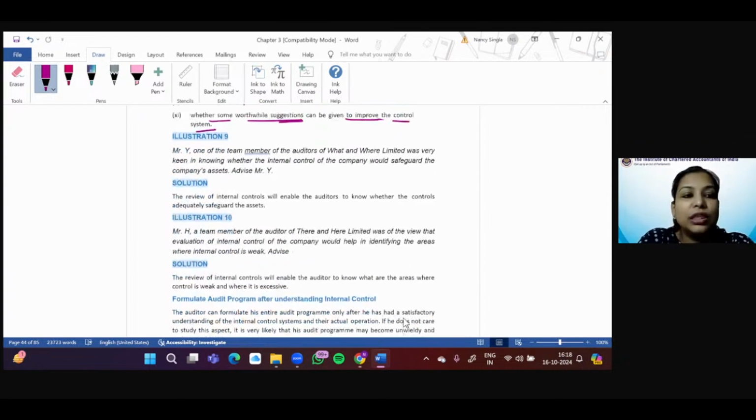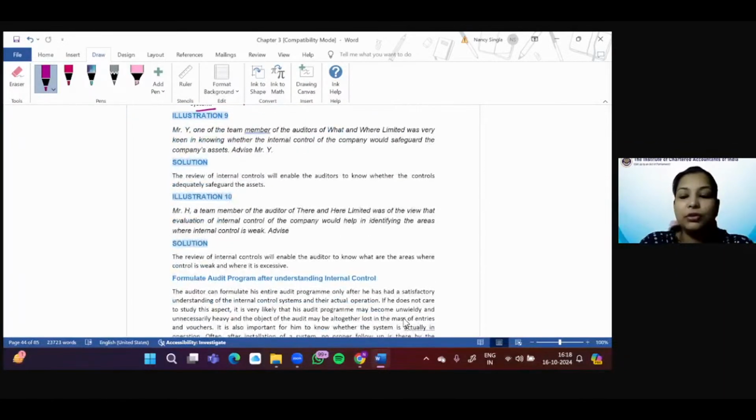Quickly go through this illustration 9 on page number 3.44. Mr. Y, one of the team members of the auditor of Watt and Ware Limited, was very keen in knowing whether the internal control of the company would safeguard the company's assets. Advise Mr. Y. So yes, if he obtains an understanding of the internal control, he'll be able to know whether the controls adequately safeguard the assets or not.